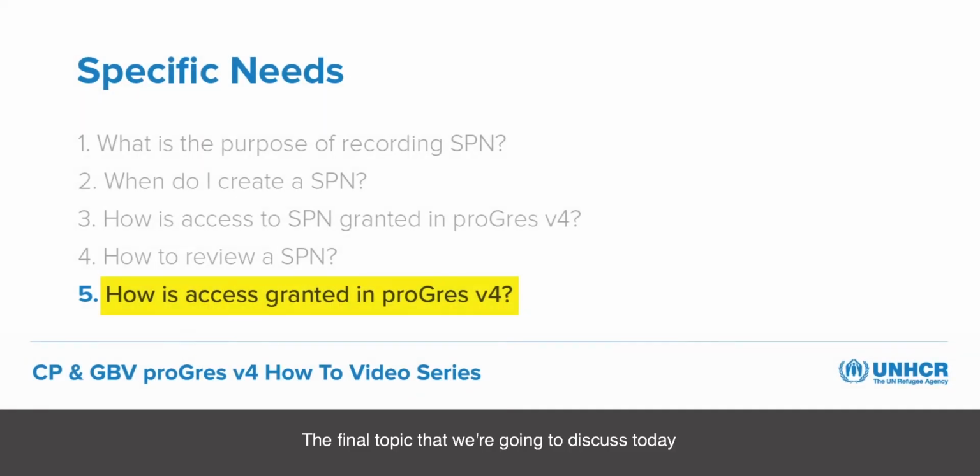The final topic that we're going to discuss today is how access to specific needs is granted in proGres v4. Certain specific needs are protection sensitive, especially in the field of SGBV and child protection. It's essential that each operation discusses and decides which specific needs codes to use and under what circumstances, as well as who can create and see those specific needs codes.